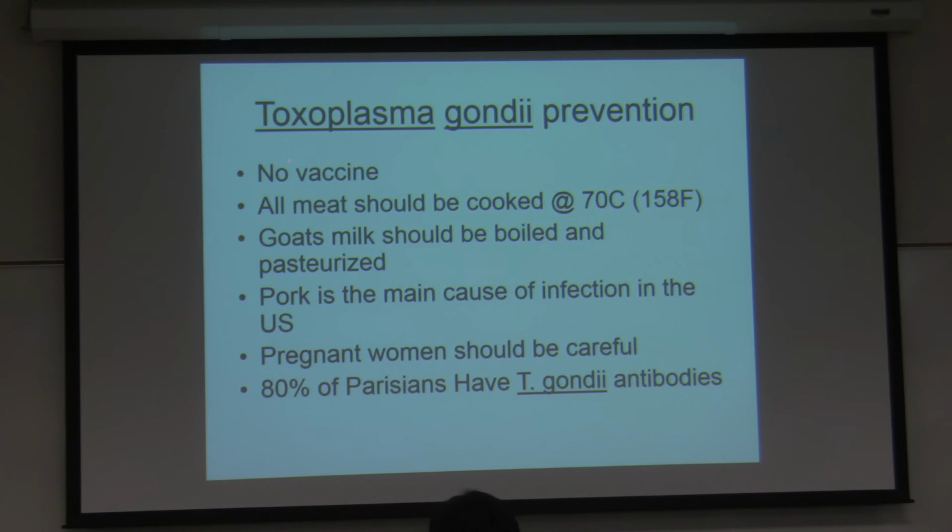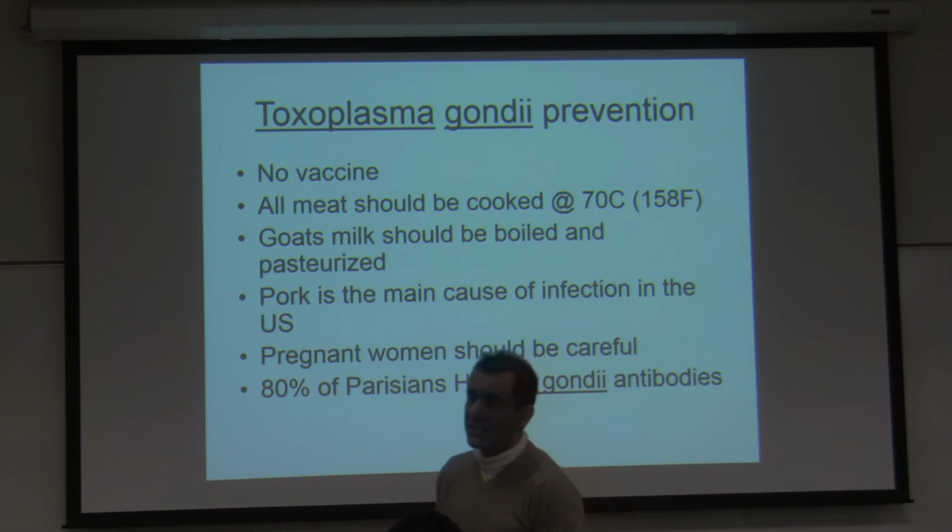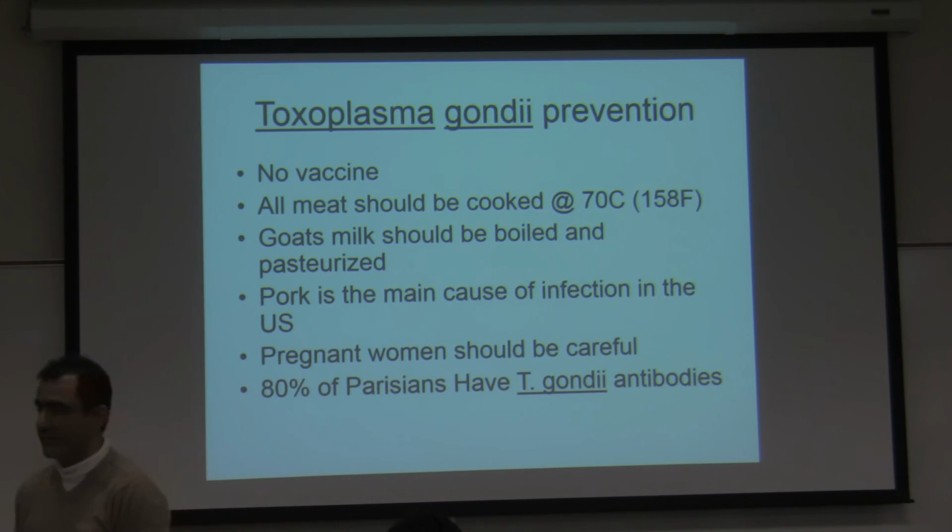Toxoplasma gondii prevention, there is no vaccine. I don't know any vaccine for any eukaryotic cell. We have vaccines for some viruses. We have a vaccine for some bacteria. We do not have any 100% efficient vaccine for any eukaryote. You all know what I mean by eukaryote. Plasmodium is the one they're working very hard to come up with a vaccine, but still, we do not have one for Plasmodium. But anyhow, no vaccine.